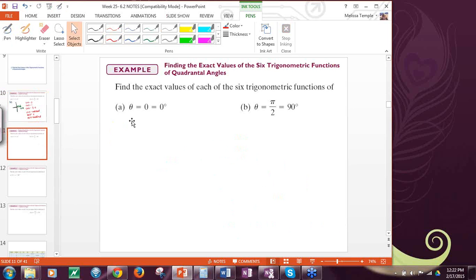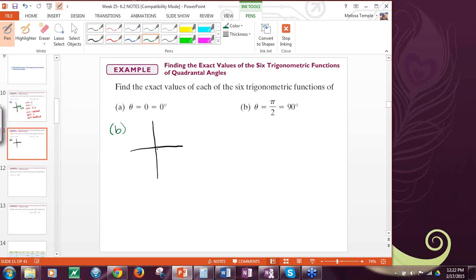Okay, let's look at B on this slide. Now, yesterday we talked about converting radians to degrees. So pi over 2 radians is the same thing as 90 degrees. We're not going to actually look at those conversions today. We looked at that last week. But just take it on faith. We're looking at 90 degrees.